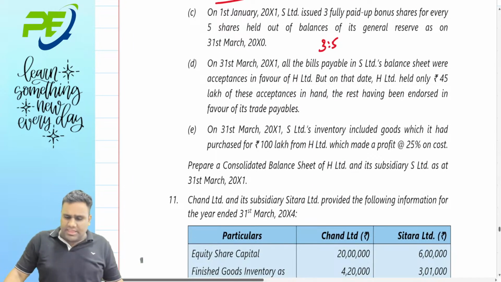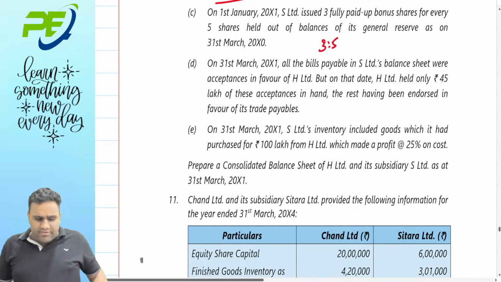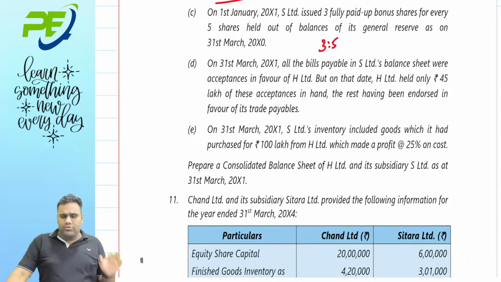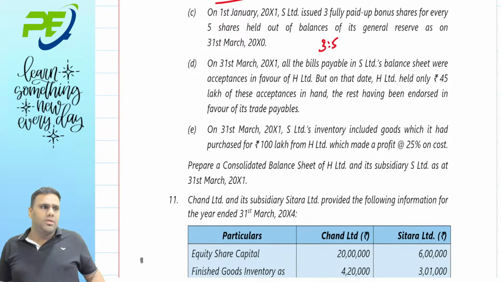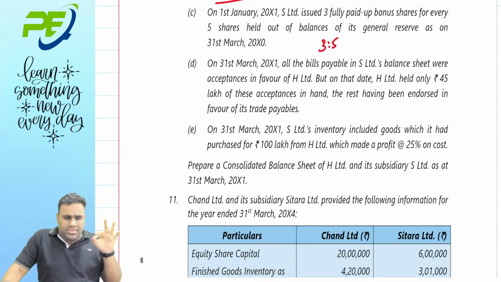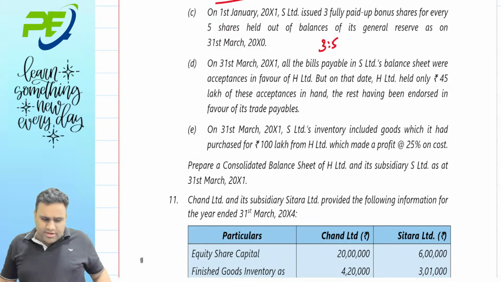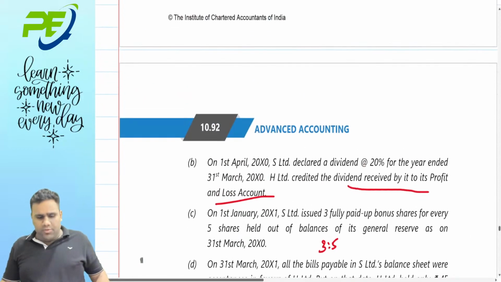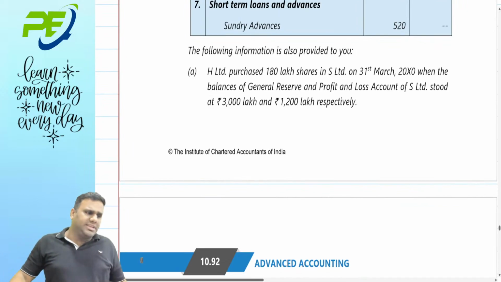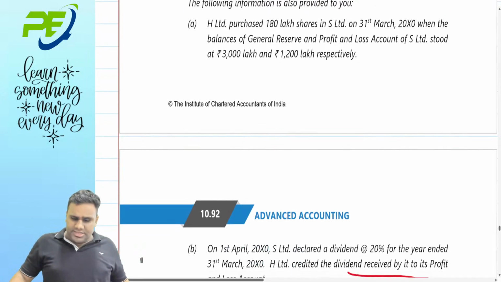On 31st March, S Limited inventory included goods which it had purchased from H Limited, which made a profit of 25% on cost. Upstream, downstream? Downstream. H Limited has sold to S Limited. Holding sold to subsidiary, so this is downstream. Prepare consolidated balance sheet. Beautiful problem. Very good chances of a problem like this being tested for 14 marks. Go through the adjustments quickly.